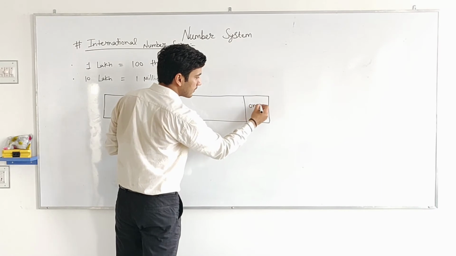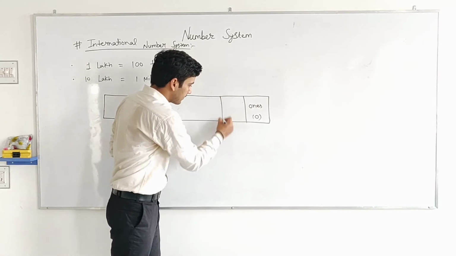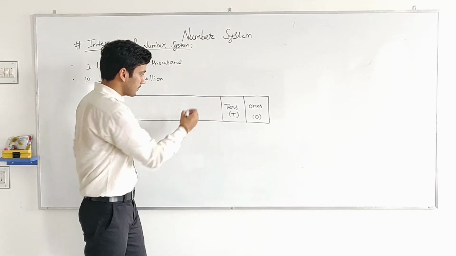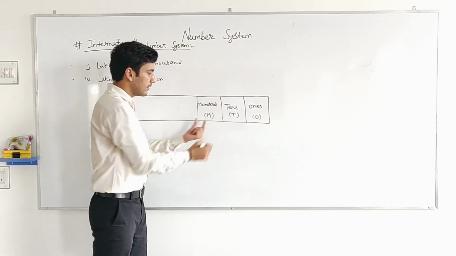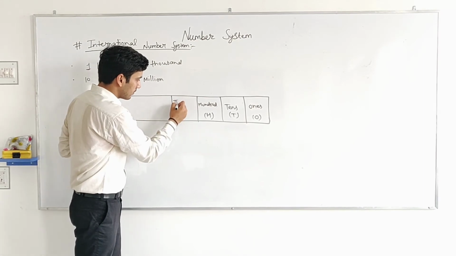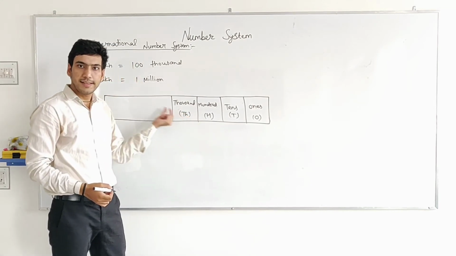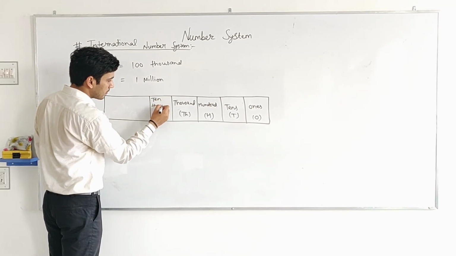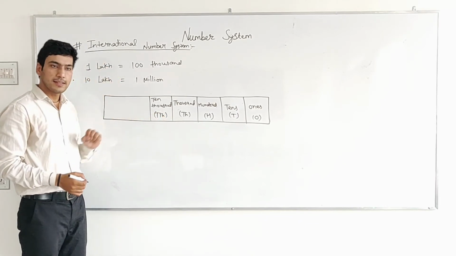This is my ones place. Next, tens place. Next, hundreds place, symbol is H. Next, thousands place, symbol is TH. Next, ten thousands place, symbol is TTH. Next, lakh place.